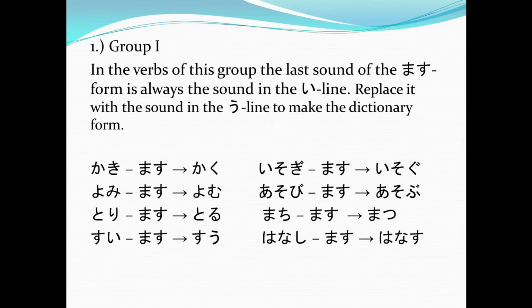Now next, machimasu, to wait. We have to drop the masu. What is the U line counterpart of chi? It's tsu. So machimasu will become matsu. And then lastly, hanashimasu, its verb dictionary form is hanasu. Drop the masu, change shi into its U line, which is su. So hanashimasu will become hanasu. Wakarimashita? Now let's move on to group 2.